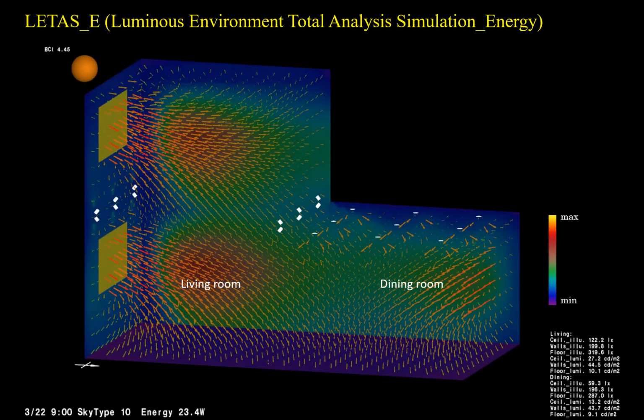Furthermore, a version of the LETAS that adds numerical displays such as power consumption and average luminance is called LETAS E. This allows designers to check not only the luminous environment at a certain time but also the power consumption at the same time, for example, when daylight and artificial light coexist. In the initial version, luminance distribution maps were displayed on all surfaces, but from this version, illuminance distribution maps are used only on floor surface.